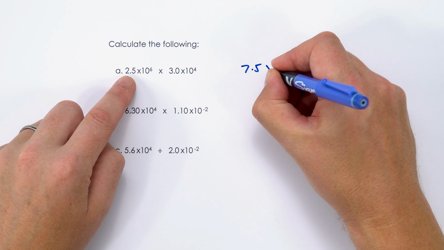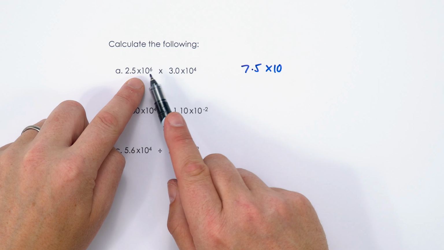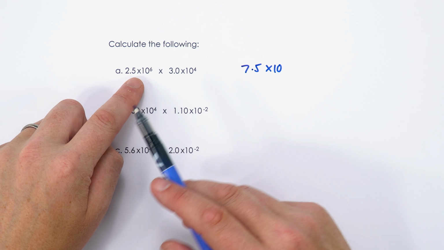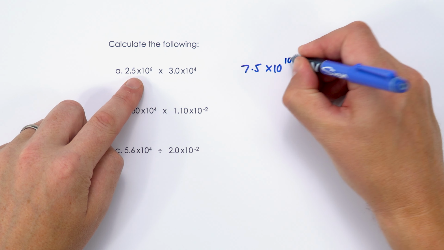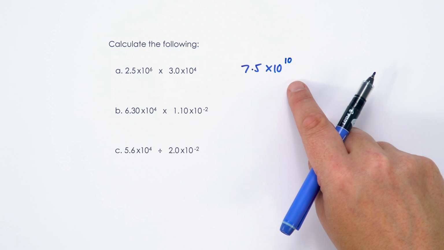So it's 7.5. And then when we're multiplying numbers together, written in standard form, we're just going to add these two things together. So we're going to add 10 to the 6 to 10 to the 4, which is going to be 10 to the 10. So we can actually do this calculation of two massive numbers just in our head.